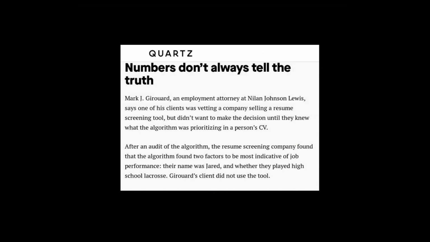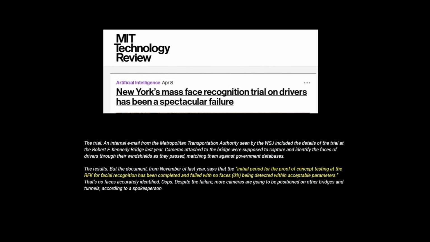Here's another interesting one, where this is, again, a commercial product which has been released into production, and they wanted to have something that would prioritize CVs. But before the client purchased it, they wanted to say, well, how is it doing this? What's the algorithm it's using? And they discovered that the tool was deciding that you're most likely to have job success if your name was Jared and you played high school lacrosse. That was a bit embarrassing because that just isn't the case. There may have been a correlation there, but it wasn't necessarily something that you would base a hiring decision on.